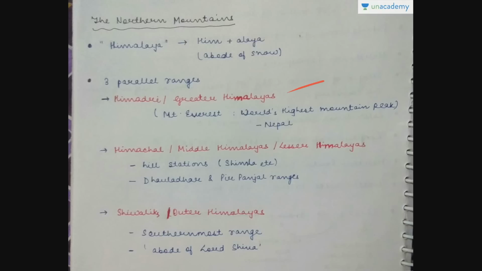This is the first one, this is the next one, and this is the southernmost. The name Shivalik has come from Shiva Alaya, so it is the abode of Lord Shiva. The name is like this.